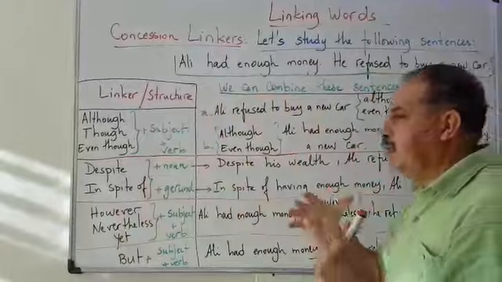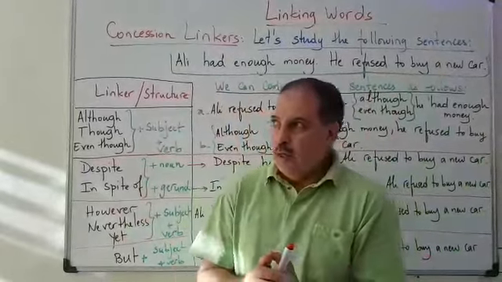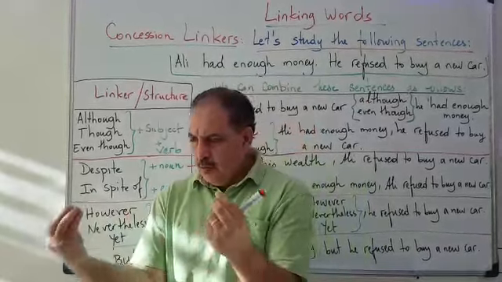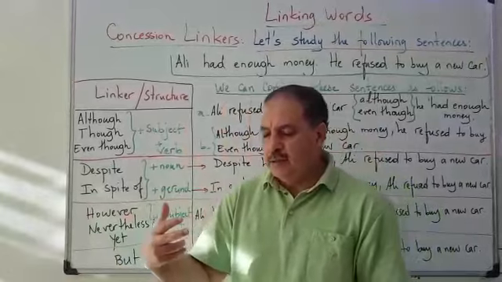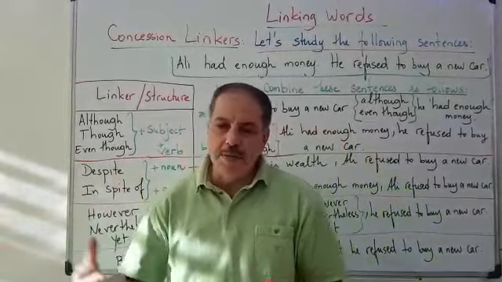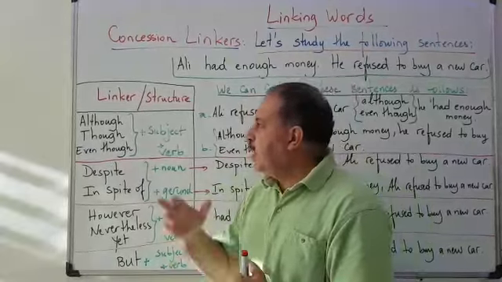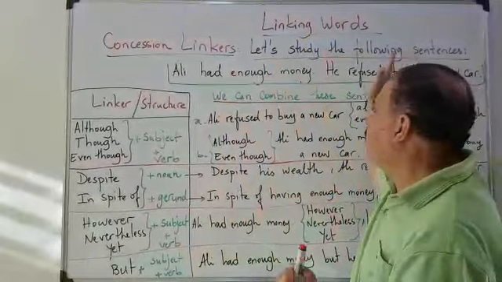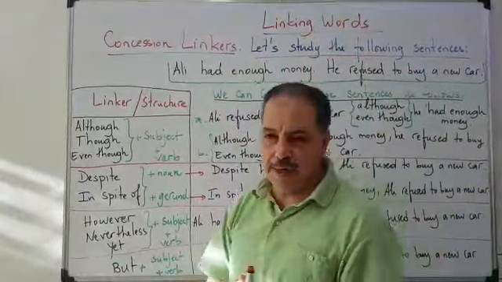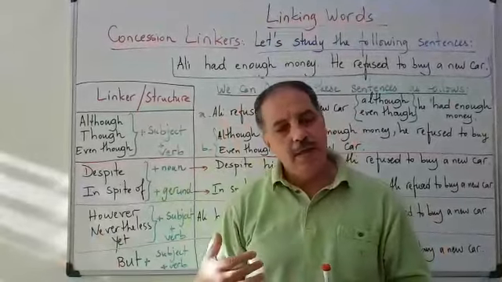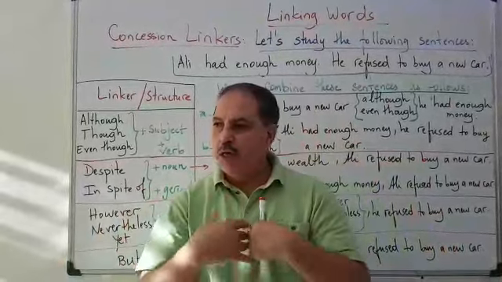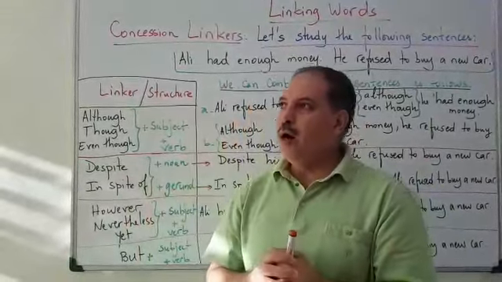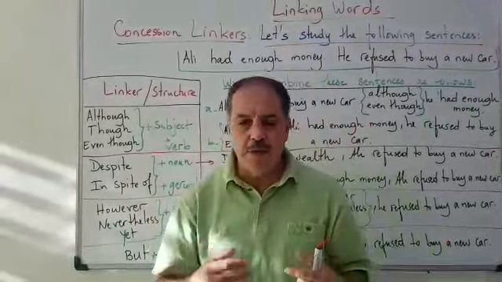So concession, what do you mean by concession? Concession is when we have two sentences. For example, we have something and we expect something, but it's the opposite. I have an example here. Ali had enough money. So before talking about the second part, Ali had enough money, what do we expect? We expect that he's going to live at ease and he will buy many things. So in concession, we are surprised by something unexpected.